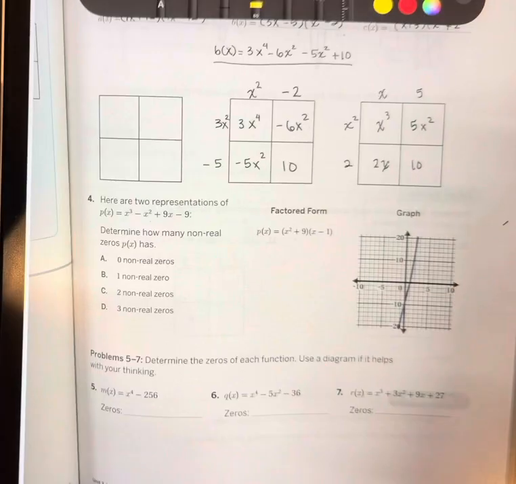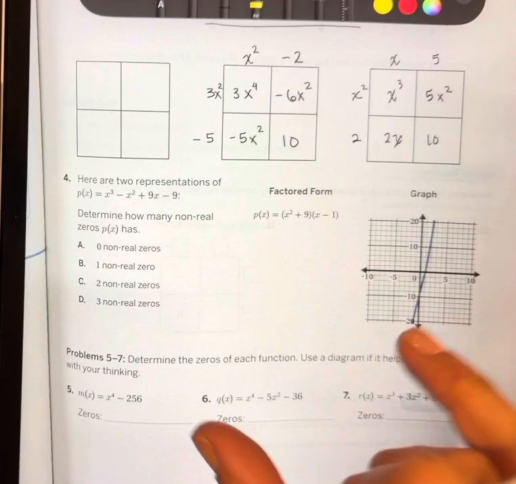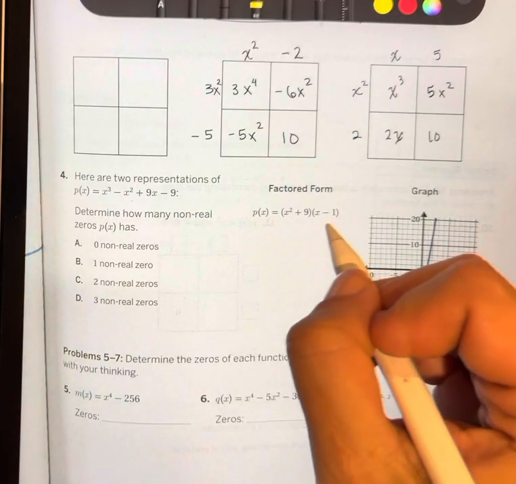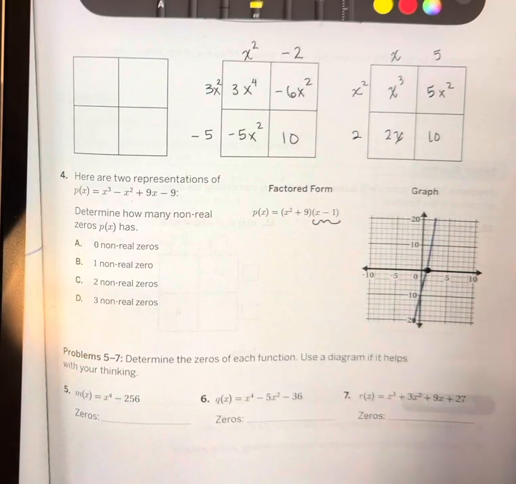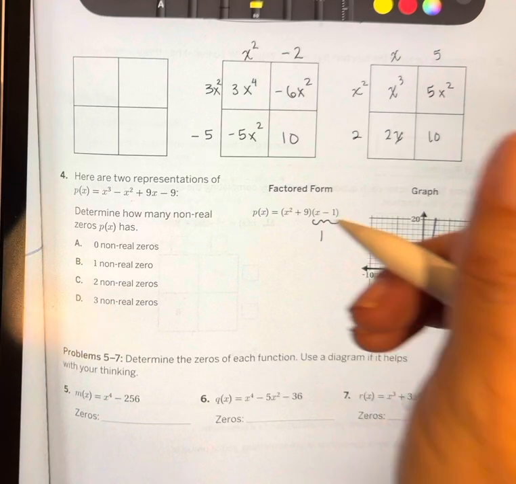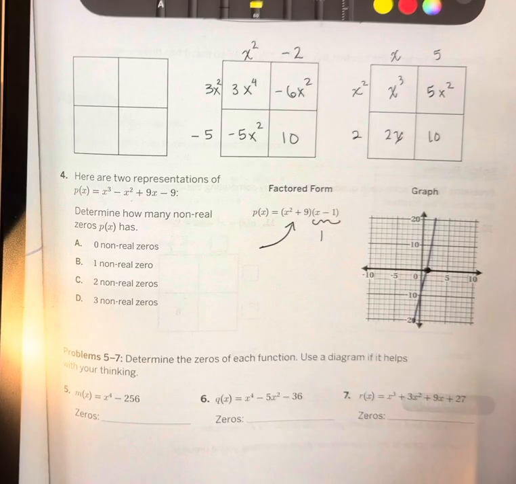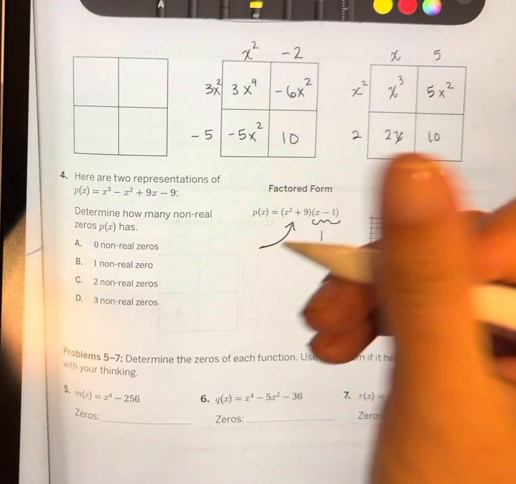All right, so now the question is, how many non-real zeros does it have? Ooh, a good one. I can tell that it has 1 real one from the graph. I can also tell that it has 1 real one from this factor right here, where 1 is a real zero. What I'm left with is that right there. How many zeros will I get from this guy? And will they be real or not real?